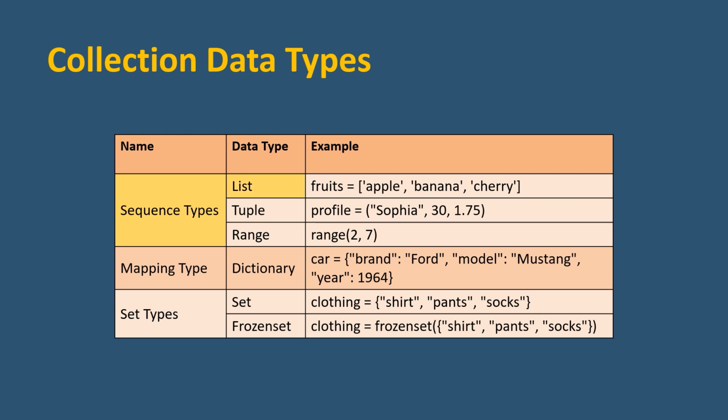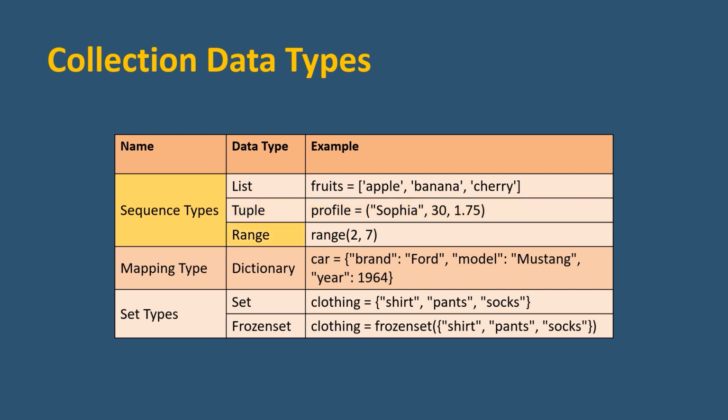List. A list is a collection which is ordered and changeable. It allows duplicate members. For example, fruits equals, and some fruit names in brackets. Tuple. A tuple is a collection which is ordered and unchangeable. It allows duplicate members. As a case in point, profile equals, and several items in parentheses.